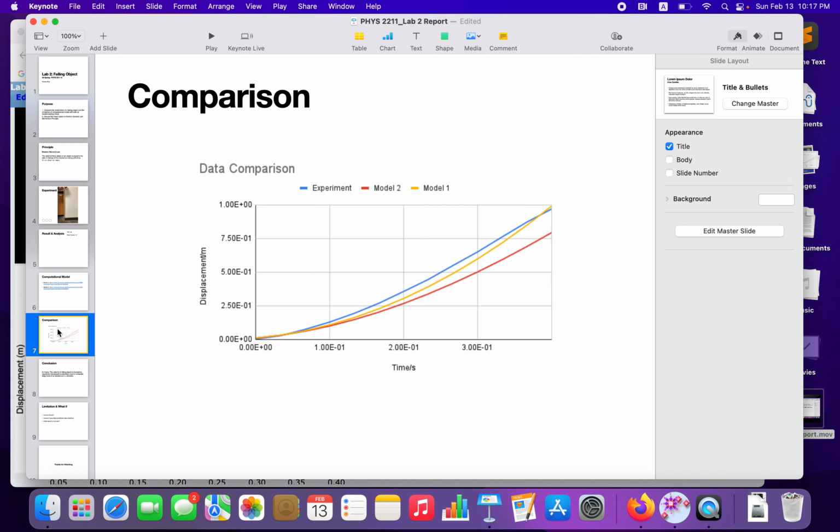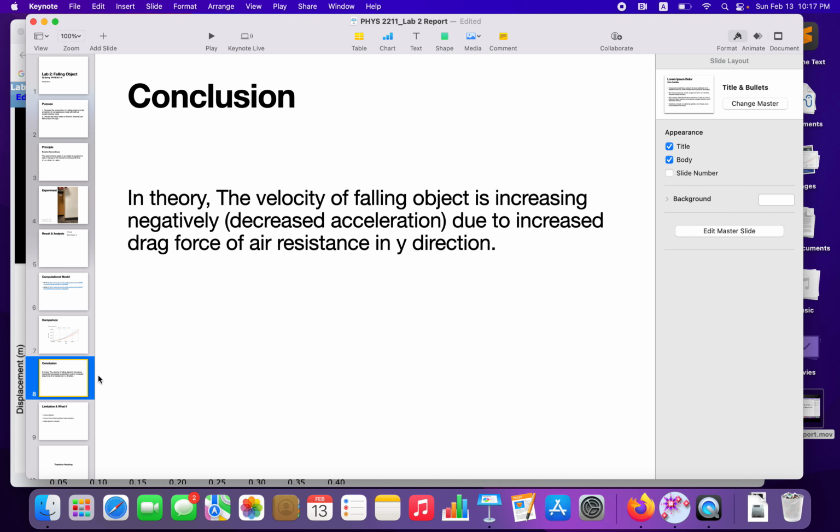And here is our result. So even though it's really obvious, Model 2 is much slower than Model 1 in the displacement. However, our experiment data fails to match both cases because the data recorded by the tracker fails to reflect the position of the object accurately. Which means that our experiment data is kind of useless for our conclusion.